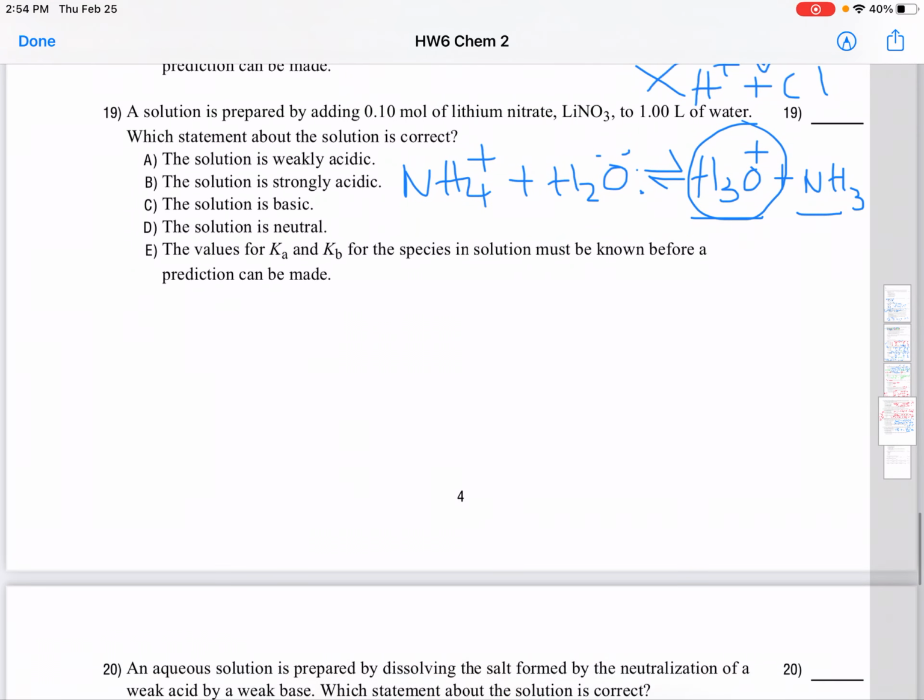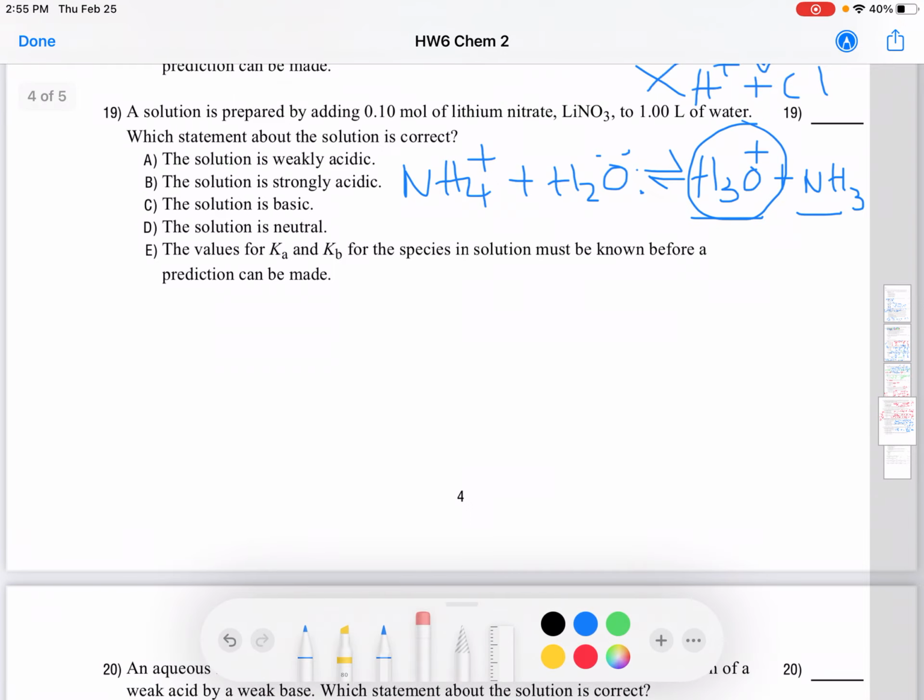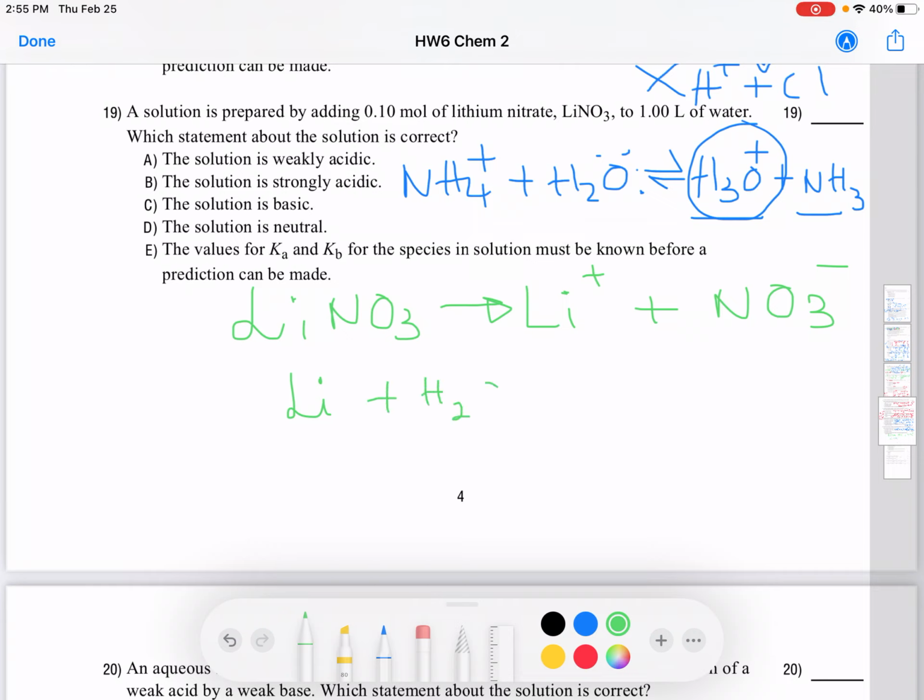A solution is prepared by adding lithium nitrate to 1 liter of water. Let's see, lithium nitrate. What do you think about this? So you take the lithium nitrate, and again, you're going to break it into its ions. Lithium ion plus nitrate. Now lithium is the cation, right? So with lithium, if you're trying to make it react, what you would make is lithium hydroxide. What do you think about lithium hydroxide? Is it a strong base?